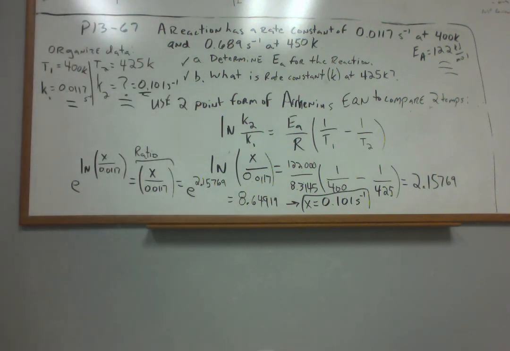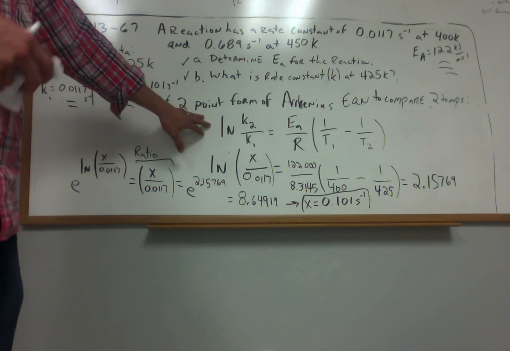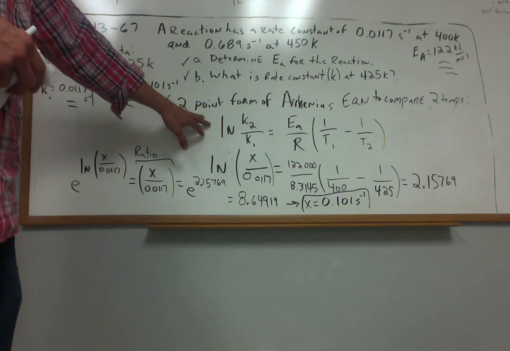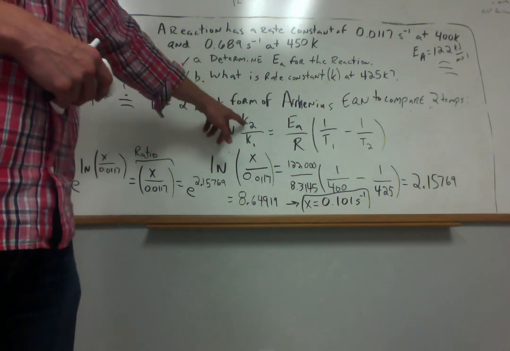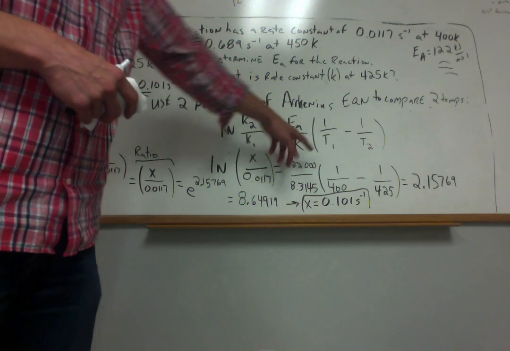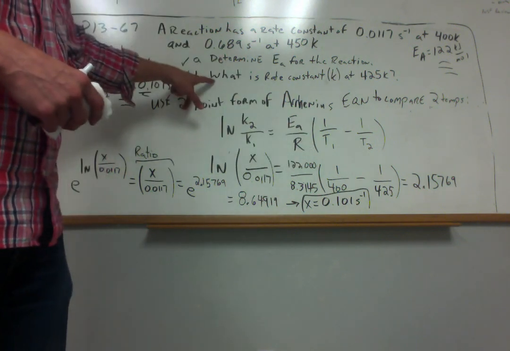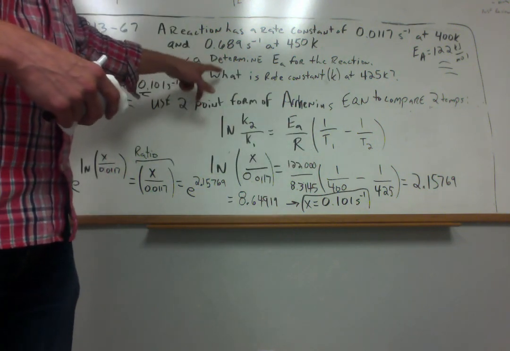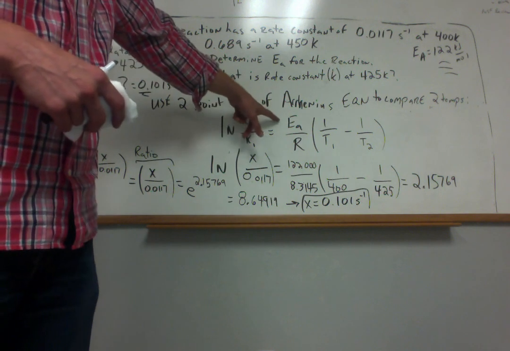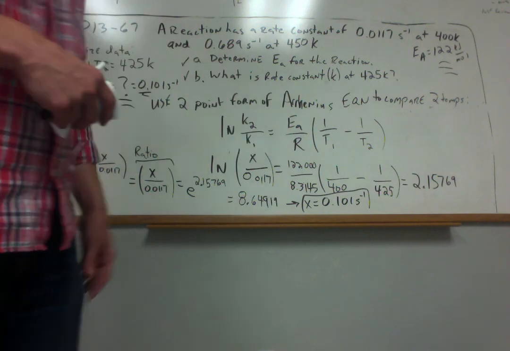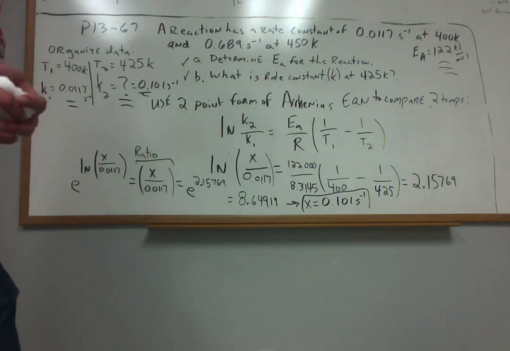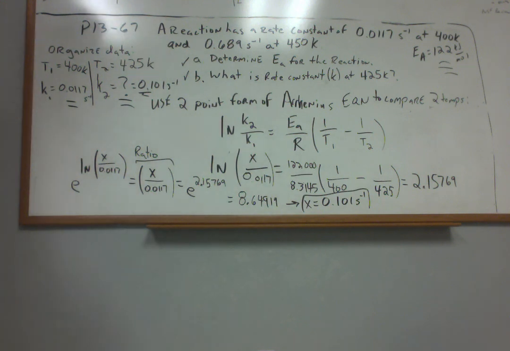So this is the use of the Arrhenius equation in two-point form. This is the equation itself. It's very useful for a couple of things. One is to predict rate constants at a different temperature, like part B of this problem. The other thing we did in part A was to determine the activation energy. That's another thing you can do with this equation.